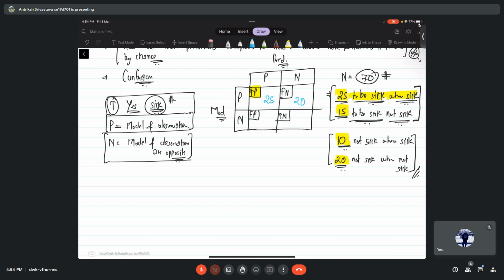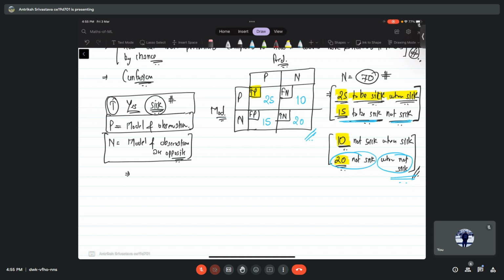What about false positive? It means the model told they were sick but they were not sick, so that is 15. And true negative, oh sorry, so this is 10, and the model told they are not sick, and when they are not sick, that is 20. So 20 goes here. So this is our confusion matrix based on the readings that we obtained.